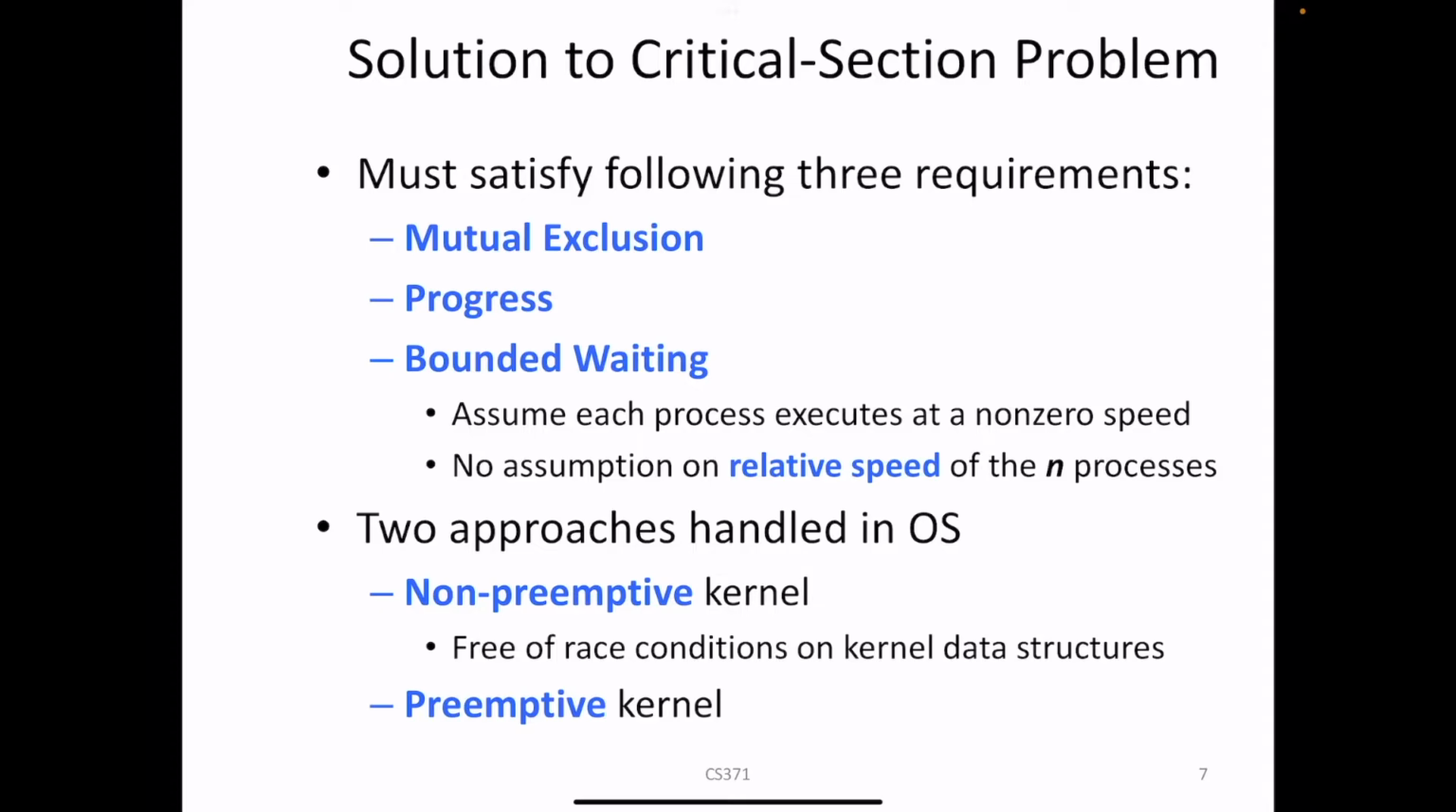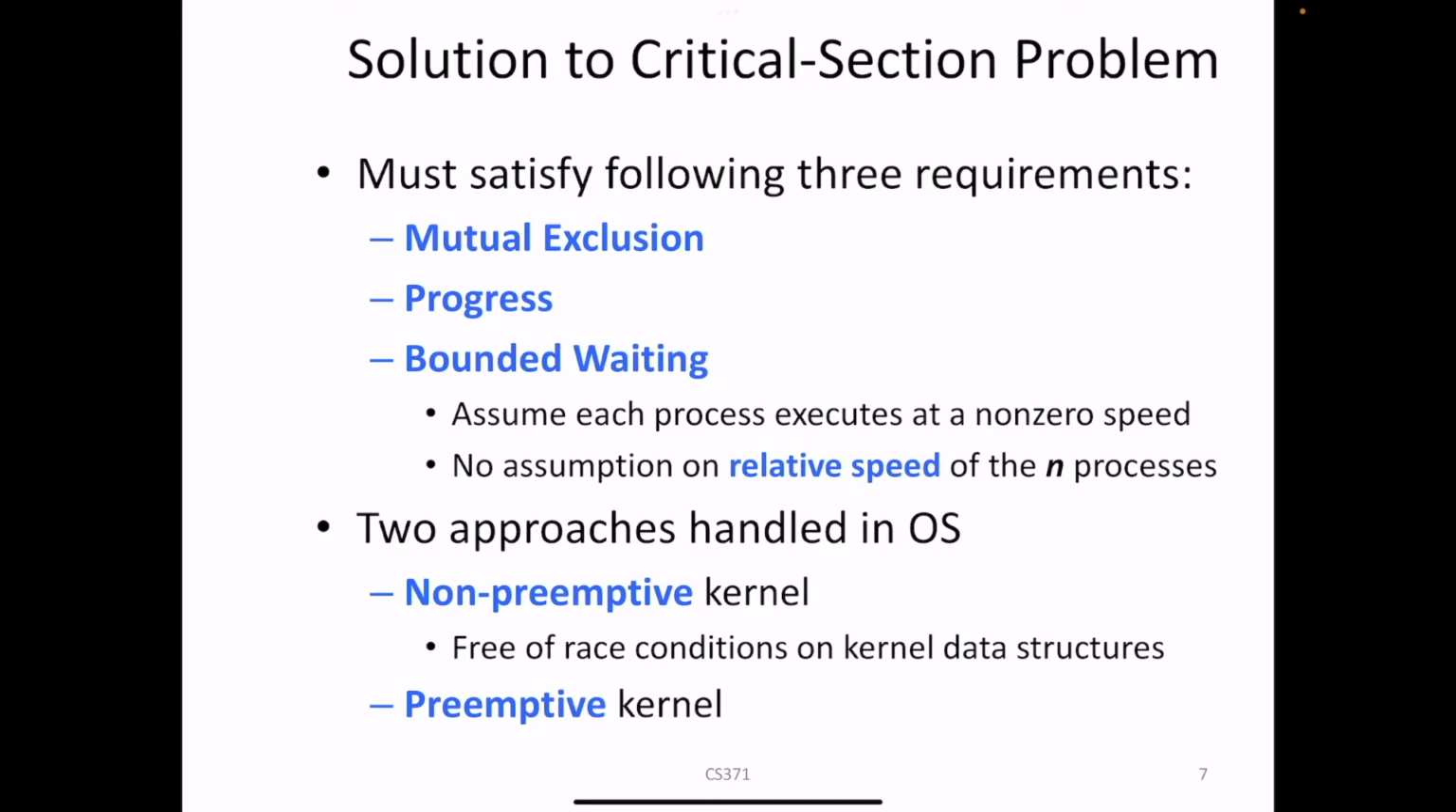The last requirement is bounded waiting. When one process is requesting to get into its critical section, the number of processes that can access their critical sections before this process must be bounded. This means that if one process wants to get into its critical section, it waits for at most a bounded number of processes to finish their critical section access. Then this waiting process can access its critical section.